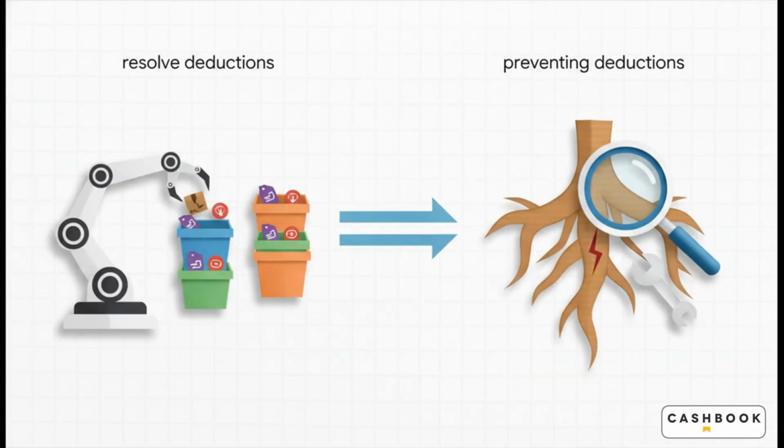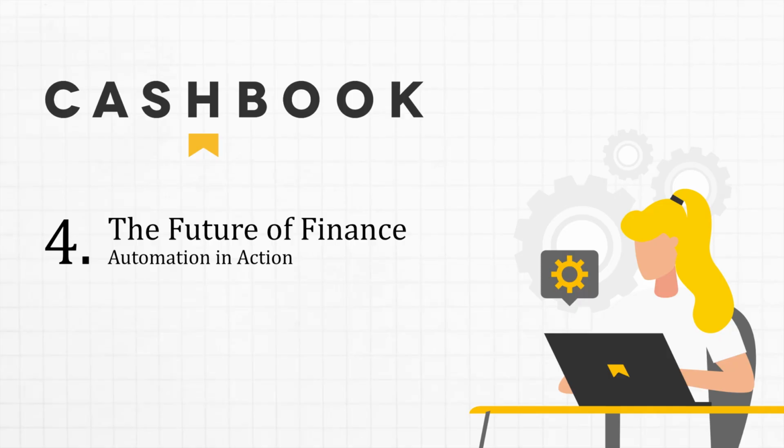But wait, the true goal isn't just to get faster at cleaning up messes. It's to stop the messes from happening in the first place. By automatically categorizing deductions with reason codes, you can start to see patterns. Are you getting a ton of deductions for shipping damage from one specific warehouse? Now you have the data to go fix that root cause, saving you money for good. So with automated collections and intelligent deductions management, you're not just looking at better software, you're looking at the future of what a finance department can be. It's a future that's way less about tedious data entry and way more about strategic, valuable action.